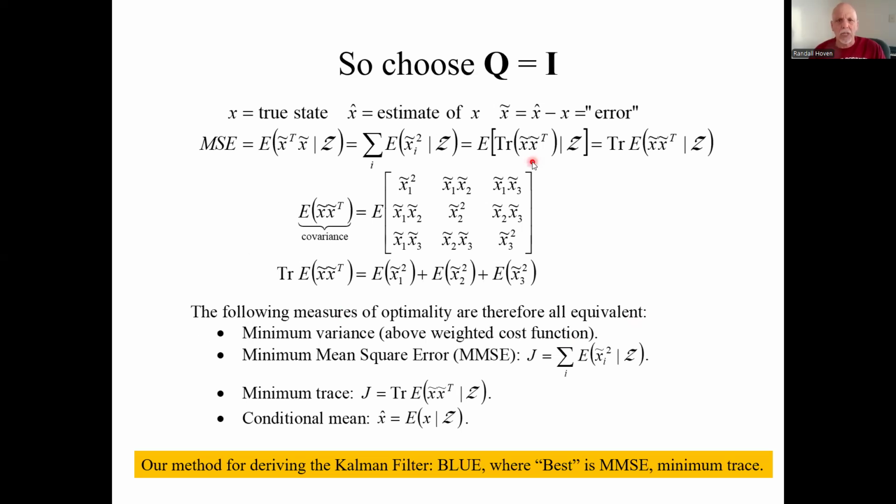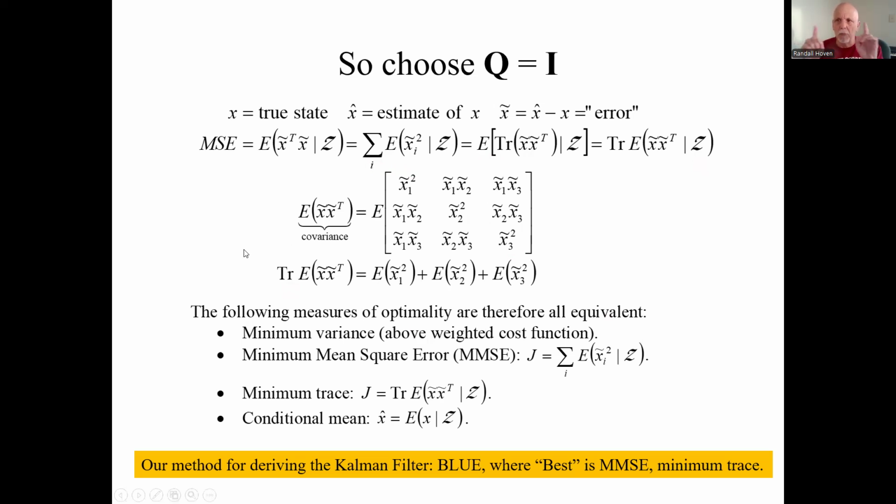That the mean square errors and the trace are the same is just kind of an outcome of the way the matrix or vector arithmetic works. Here's the covariance of the errors. The covariance matrix of the error will look like this. What does the trace mean? It's the sum of the main diagonals. So if I minimize the trace, take my word for it, it's the same as minimizing the mean square error.